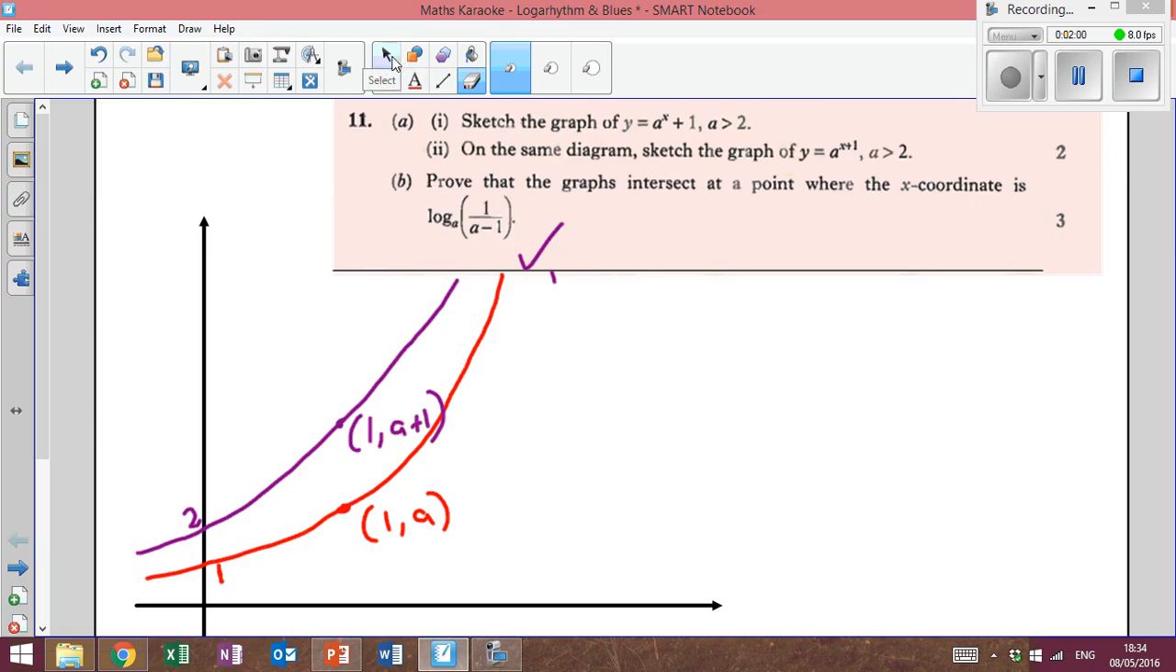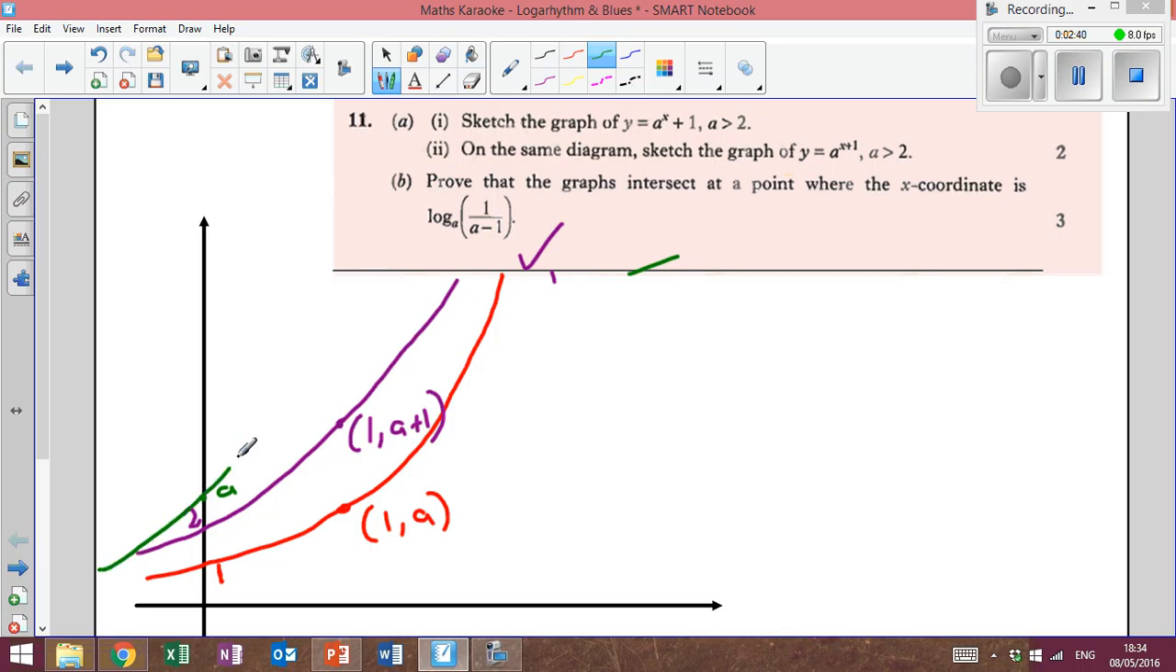Okay, the next one, on the same diagram, sketch the graph of y equals a to the power of x plus 1. Very similar kind of thing going on here. It's probably worth noting though that that plus 1 is no longer added on at the end, it's in the power, which is the same effect as putting it inside a bracket. So that plus 1 is going to move the whole of this red graph one place left. So this isn't going to be at 1, a anymore, it's going to be at 0, a. So it's just going to be a on the y-axis. This point here isn't going to be at 0, 1, it's going to be at negative 1, 1.